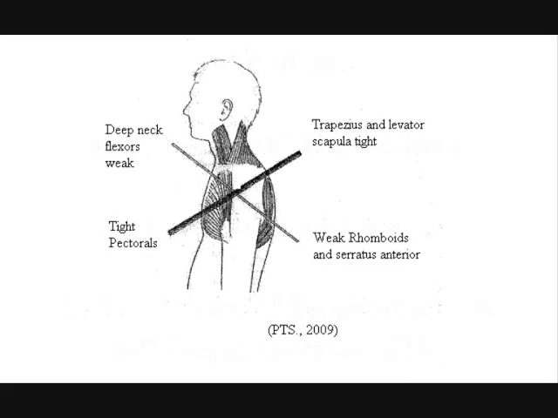Upper cross syndrome involves a chain reaction during which some muscles become shortened and others lengthened and weakened. Upper cross syndrome involves pectoralis major and minor, upper trapezius, levator scapula, and sternocleidomastoid, all becoming tightened and shortened. Lower and upper middle traps, serratus anterior, and rhomboids all become lengthened and weakened. Visible signs of this syndrome are rounded shoulders, a head forward position, and arms medially rotated.